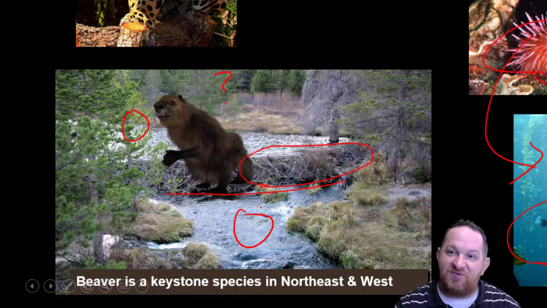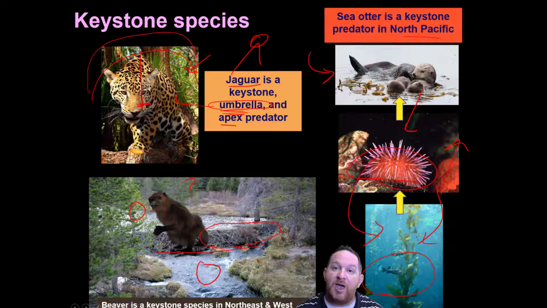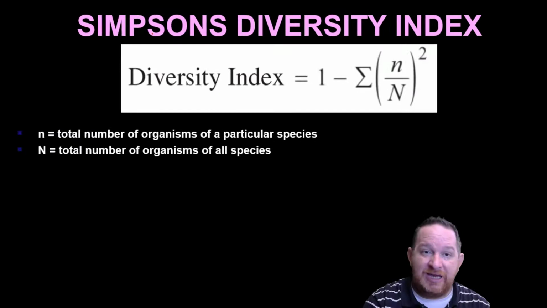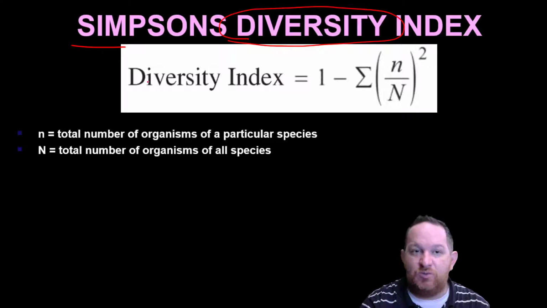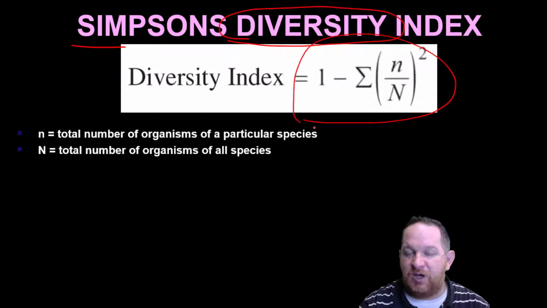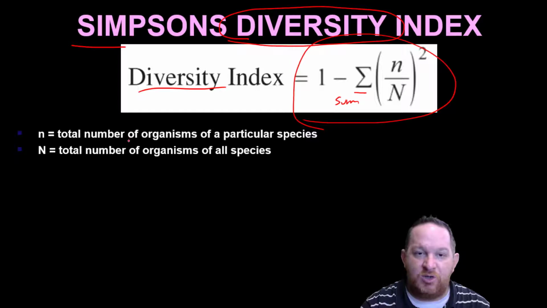Okay, so I've given you several examples of keystone species. You've got the sea star, the sea otter, the jaguar, and the beaver. So we can calculate the diversity of a community by using what we call Simpson's diversity index. And here's the fancy formula. Basically, the diversity index is 1 minus the sum of (n over N) squared. So it's the sum of these ratios squared. For example, n is the total number of organisms of a particular species, and capital N is the total number of organisms of all species in that community.